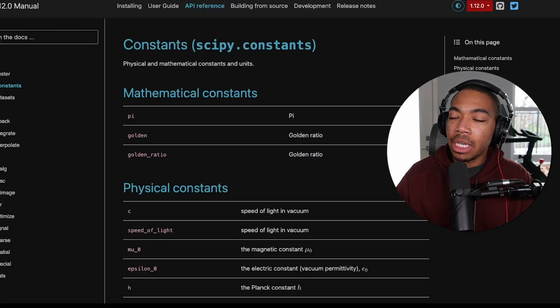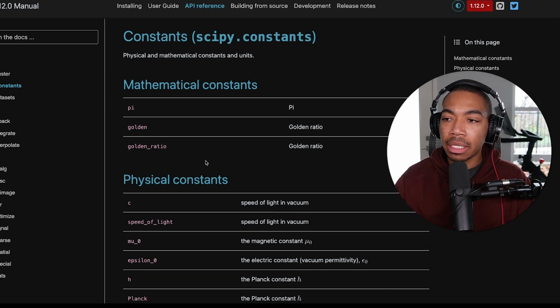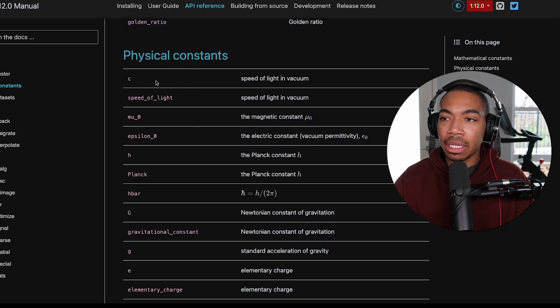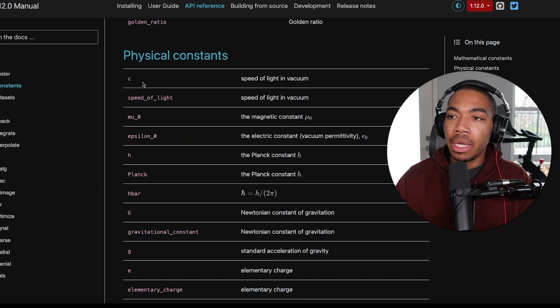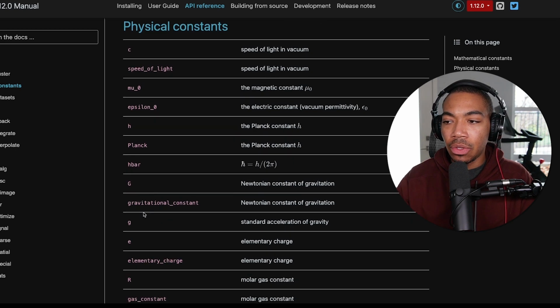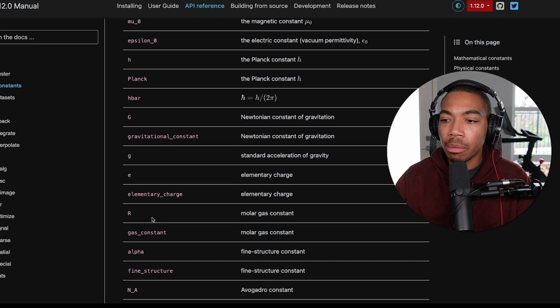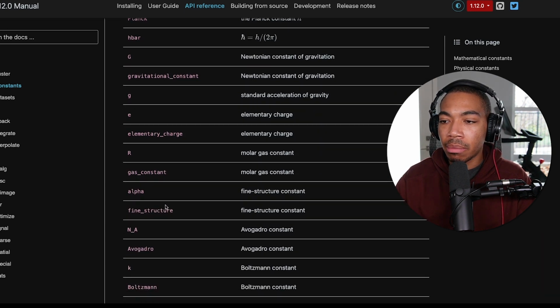If you look at this page here, we have access using the scipy.constants module, and you can see we have many of the constants like pi and the golden ratio for mathematical constants, and then many physical constants like the speed of light, where we can either use c or speed_of_light with underscores, and many others such as Planck or h. And you can see through this list, we can solve all sorts of problems by using the constants that are readily available with the scipy.constants module.